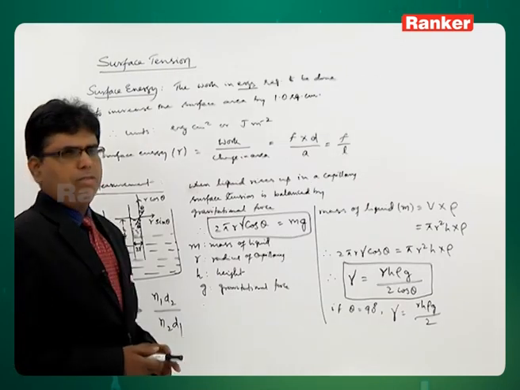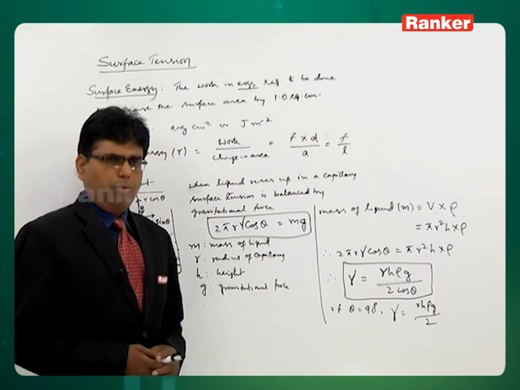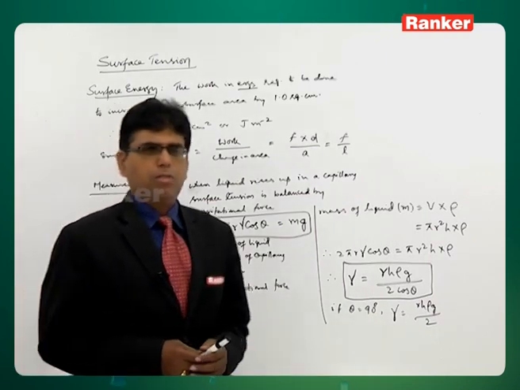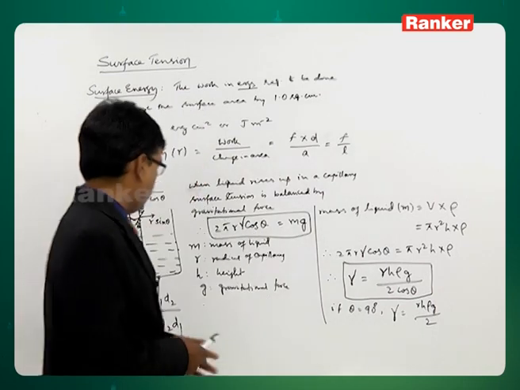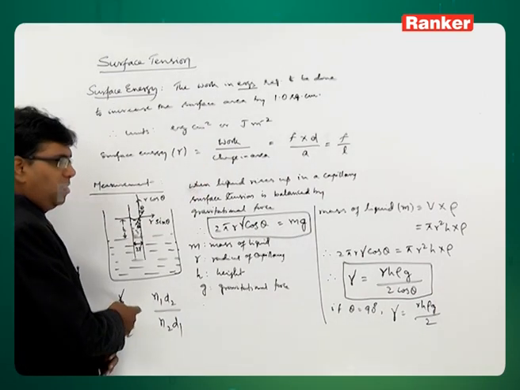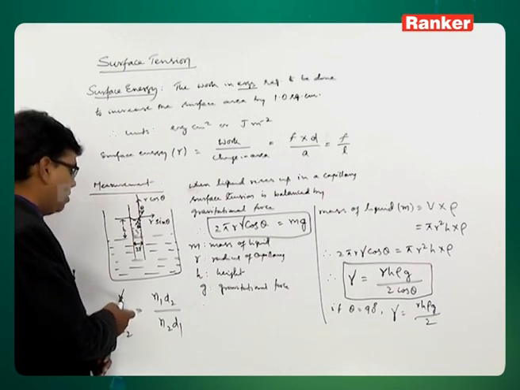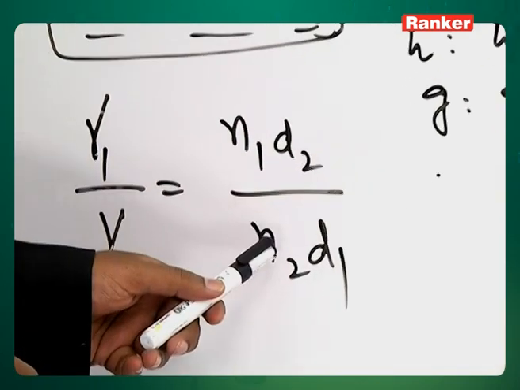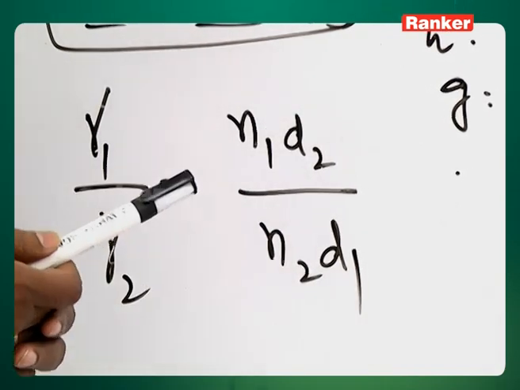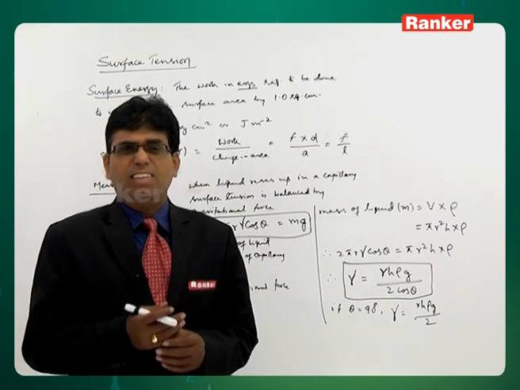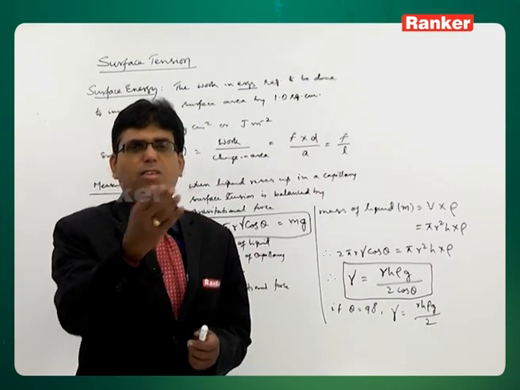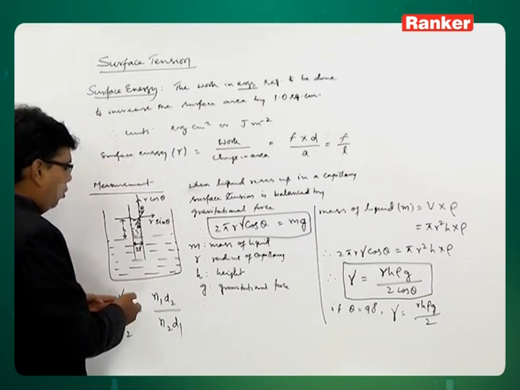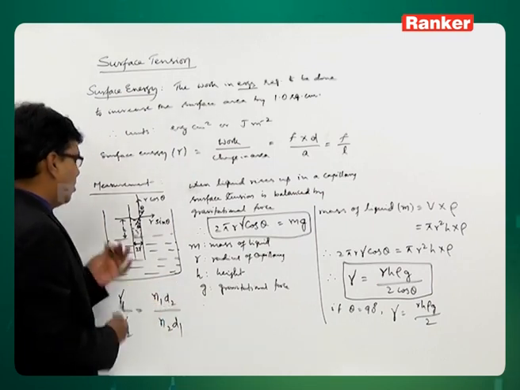Now, we will see. The surface tension of a liquid, as we just said, is measured in relative terms as the ratio of the surface tensions of two liquids, gamma 1 by gamma 2. Gamma 1 is the surface tension of one liquid, gamma 2 is the surface tension of another liquid. That will be equal to n1 d2 by n2 d1, where d1 and d2 are the densities. As you can understand easily, surface tension, the inward pull, is related to the density. So it is a relative term. Normally it is measured with respect to water using this stalagmometer.